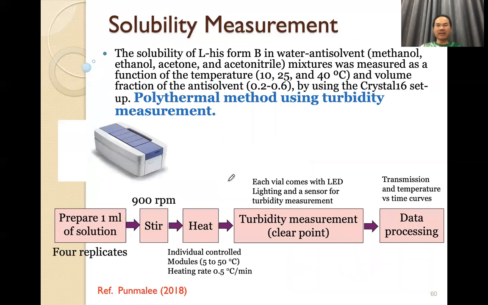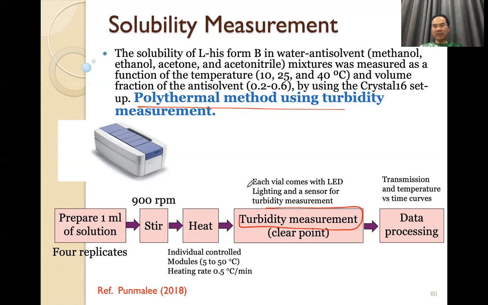You can calculate by this technique. Or another technique is the polythermal method. Polythermal method means we measure at non-constant temperature. For this case, we use the Crystal16 or we use turbidity measurement. At the first step, we prepare the solution, and then you stir and heat. After you start the heating, you measure the turbidity and also increase the temperature. So you increase the temperature, and you measure the temperature and turbidity.